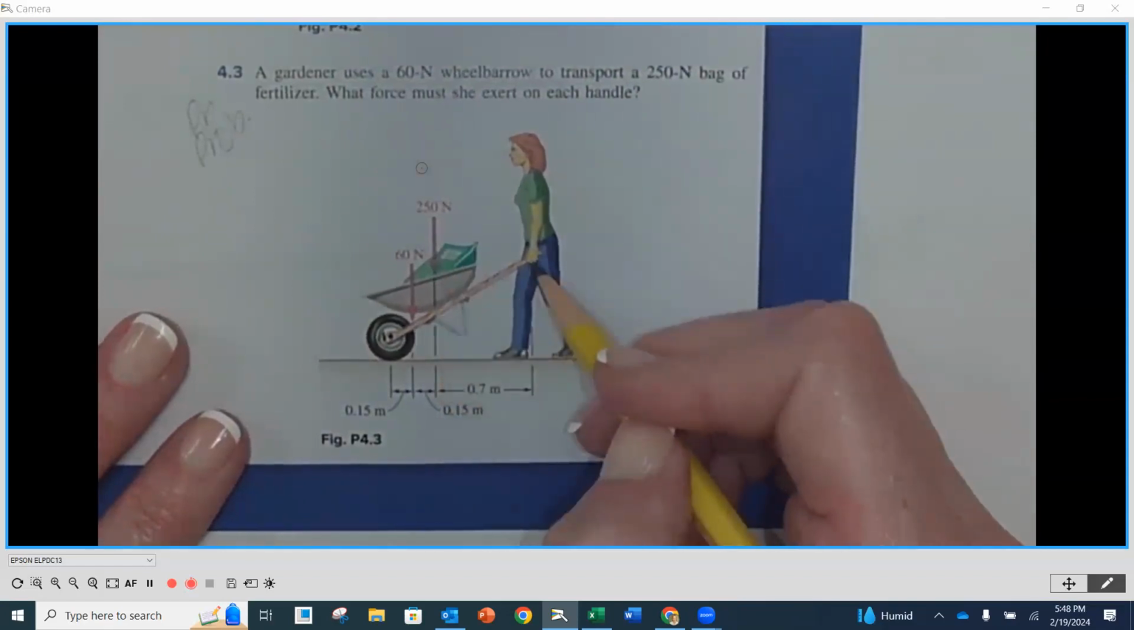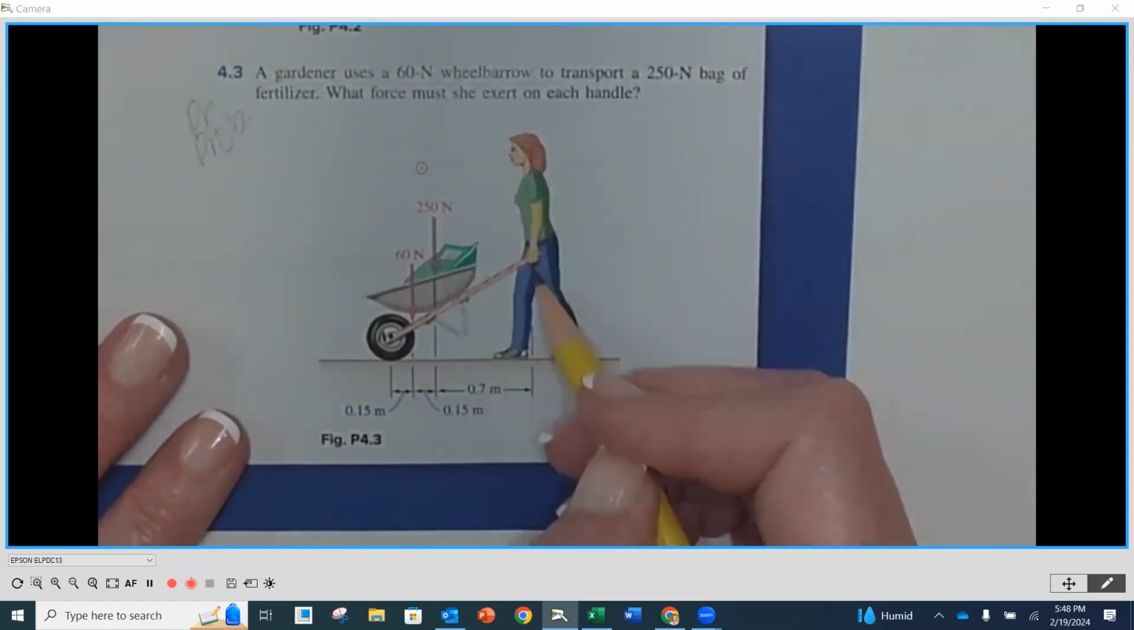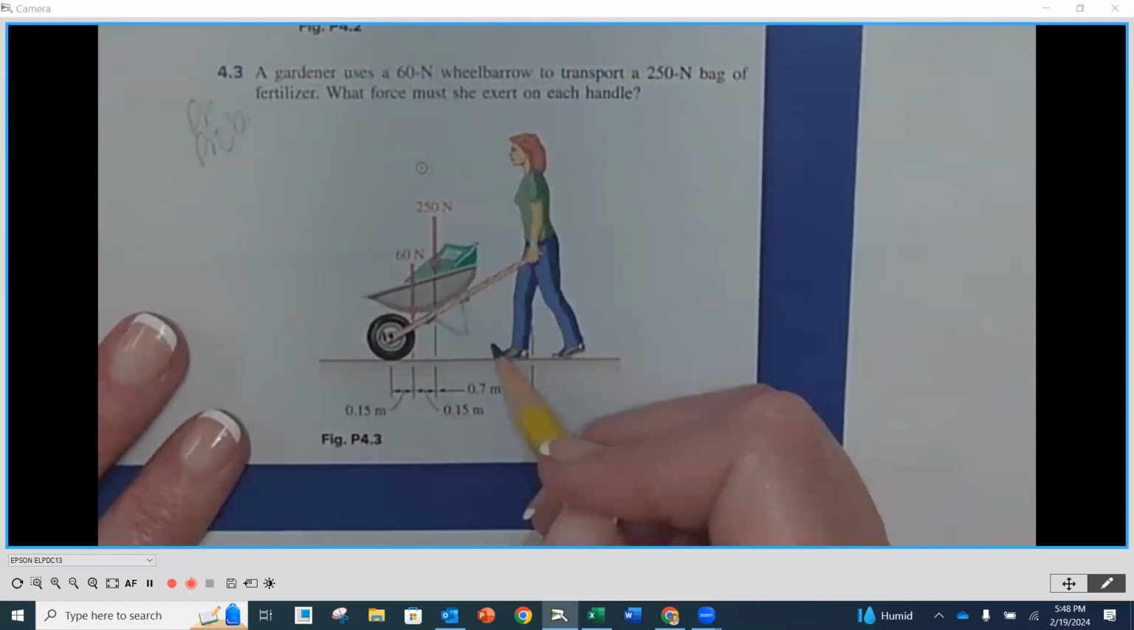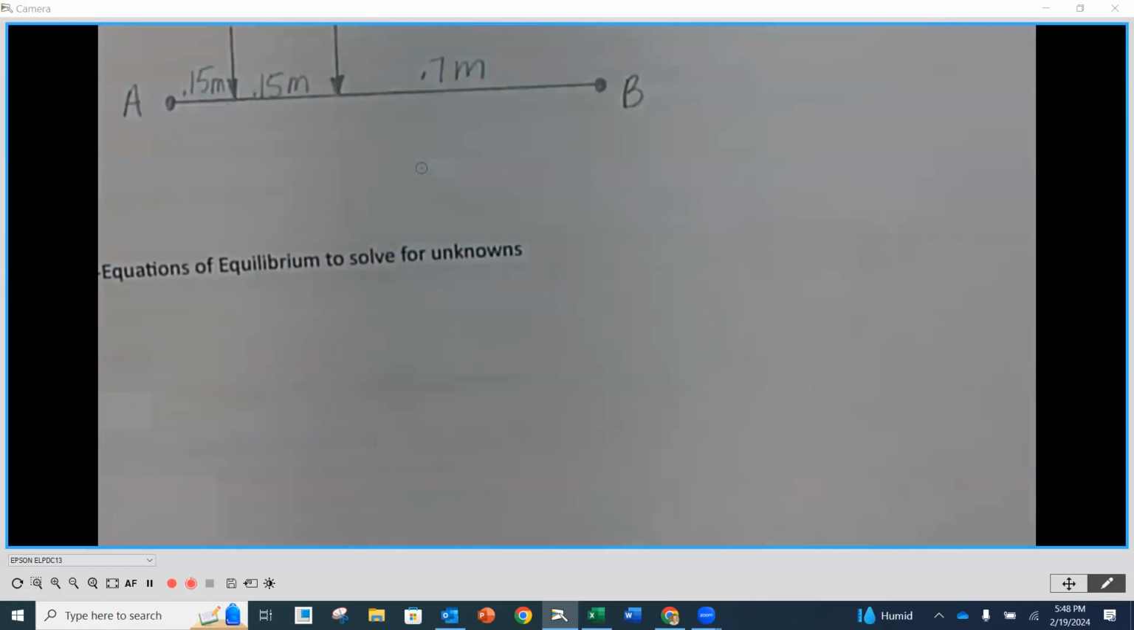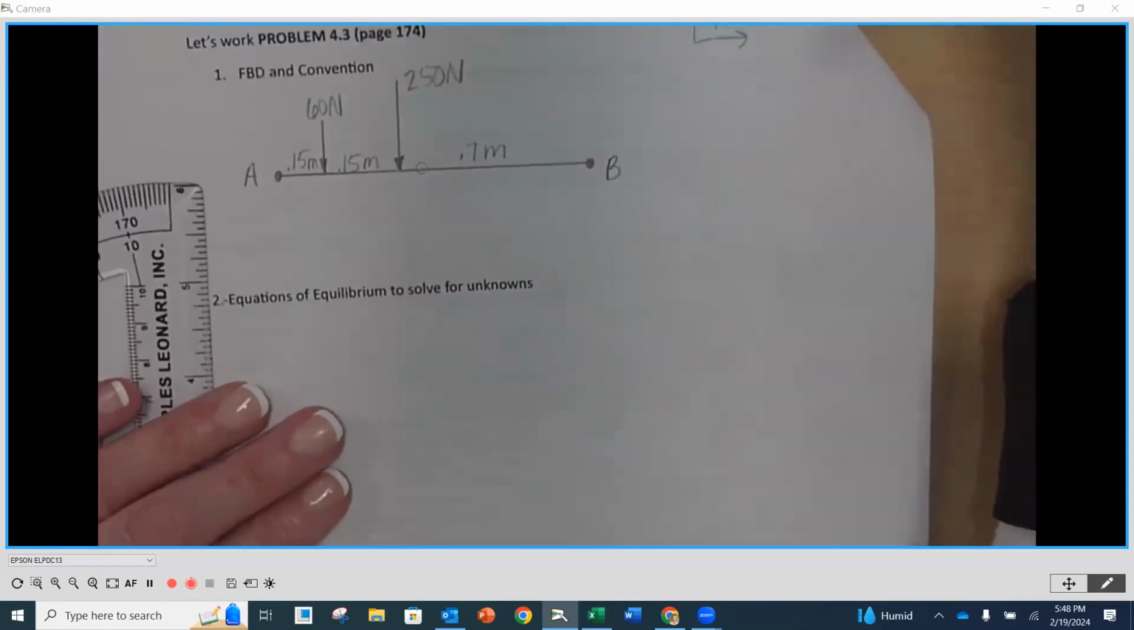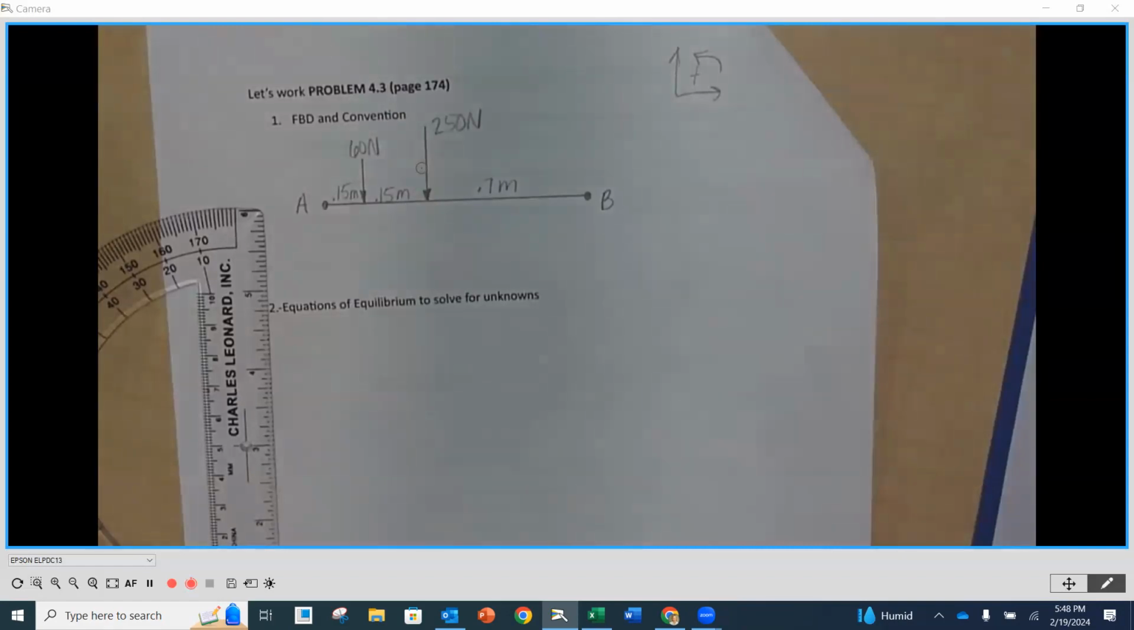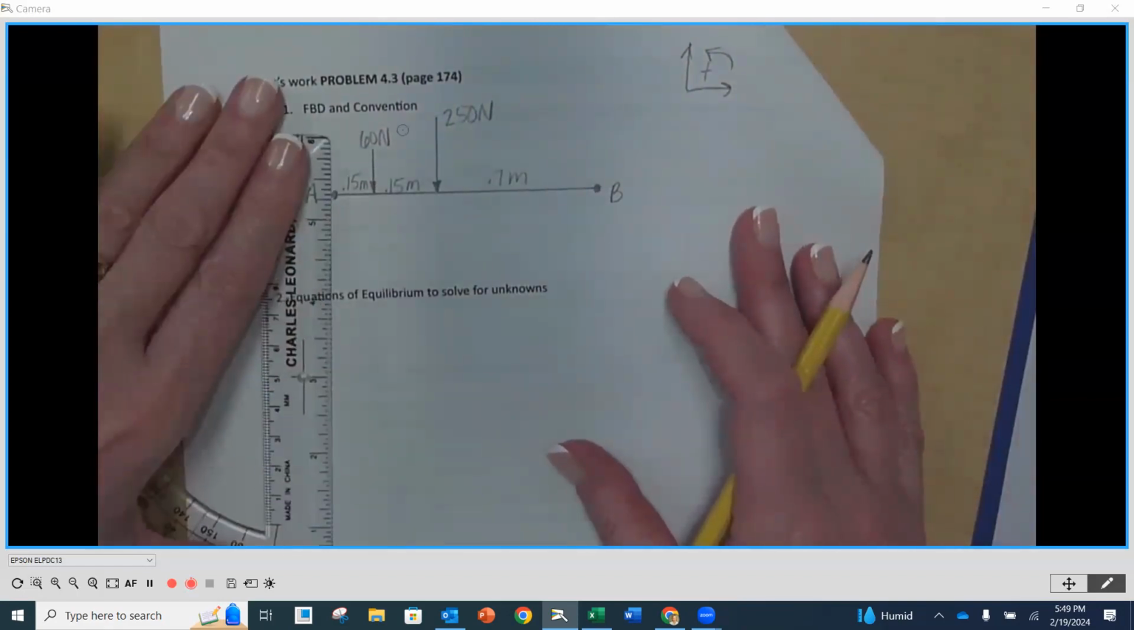And you could show it at an angle if you wanted to, but remember, everything is perpendicular distances. We would need to know the horizontal distance anyway. So we can simplify it here. Now, supports. The two supports are going to be her lifting and then the wheel in the front. Okay, so for the wheel in the front, that's a roller.